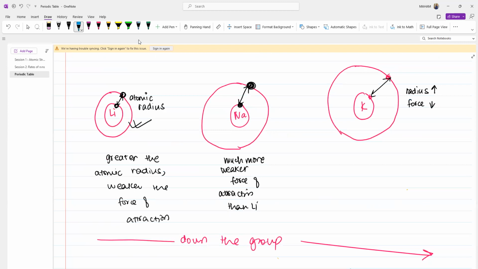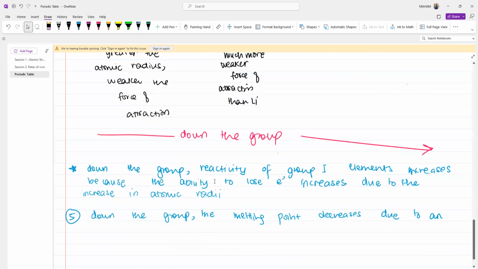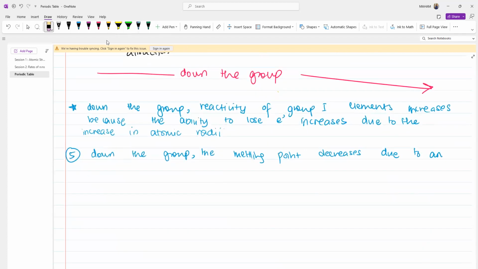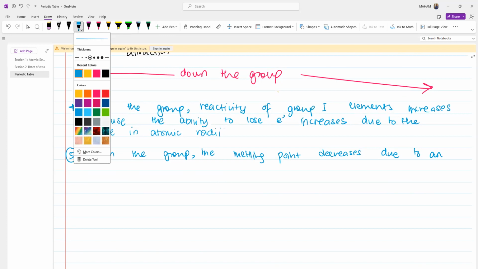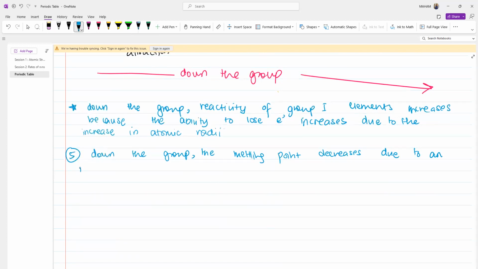So basically, when this force is strong, that means it's not going to melt that easily. And when this force is weaker, it's going to melt more easily. And when it's even weaker, it's going to melt even more easily, right? So when the atomic radii keeps on increasing, the force keeps on getting weaker. And the weaker the force gets, the more the reactivity increases and the more the melting point decreases down the group. Okay?